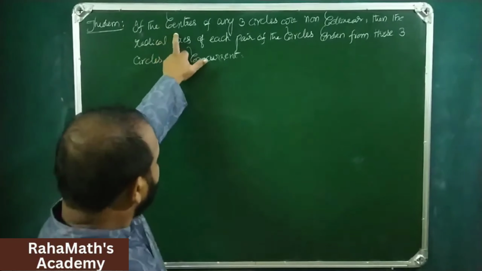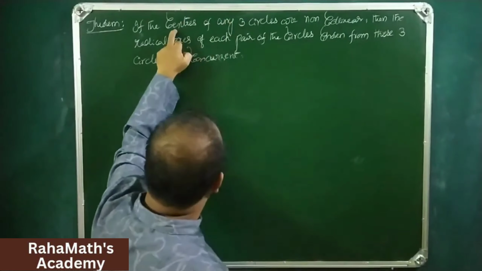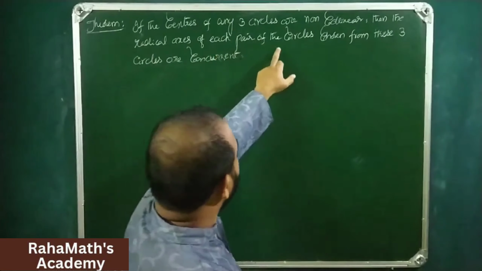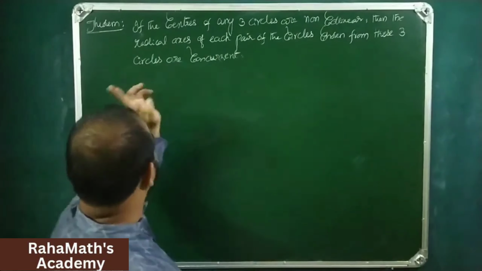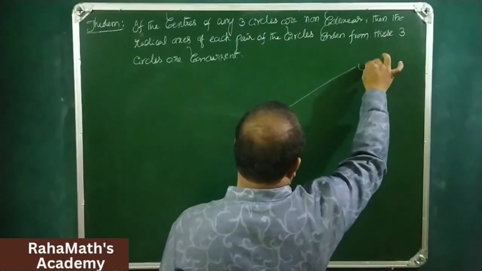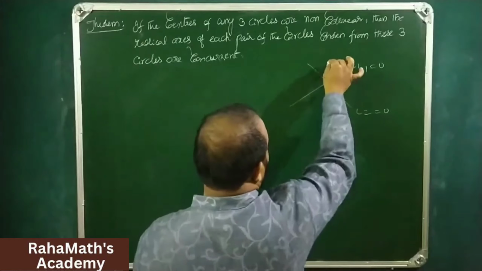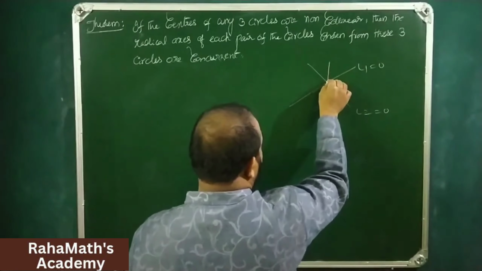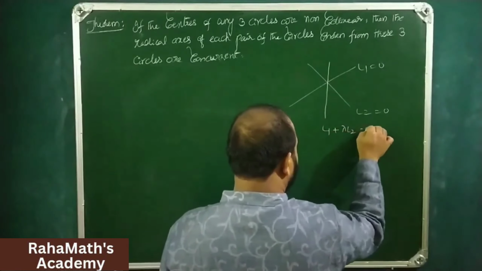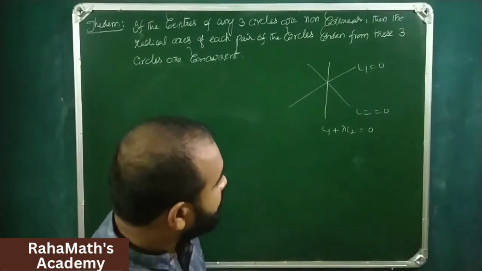If the centers of any three circles are non-collinear, then the radical axes of each pair of the circles chosen from these three circles are concurrent. So in first year, this is L1 equals 0 and this is L2 equals 0. Then the family of lines passing through the point of intersection of these two lines is nothing but L1 plus lambda L2 equals 0. Right? Then all those lines are said to be concurrent lines.